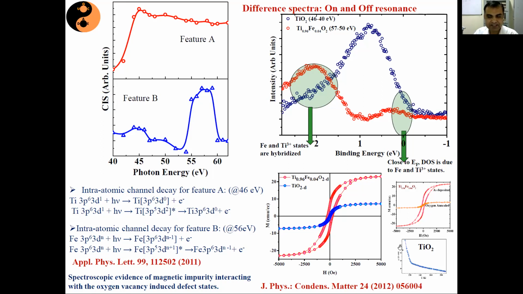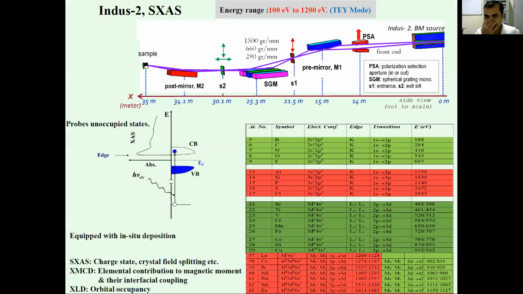So these are the signatures that one can really confirm using this resonant photoemission, and that gives you spectroscopic evidence of the magnetic impurity which is interacting with the charge carriers or the oxygen vacancy induced defect states present in this system. So these were all about using this photoelectron spectroscopy workstation which is available at the Indus 1 synchrotron source. Now we have another beamline, which is the soft X-ray absorption spectroscopy beamline at Indus 2.